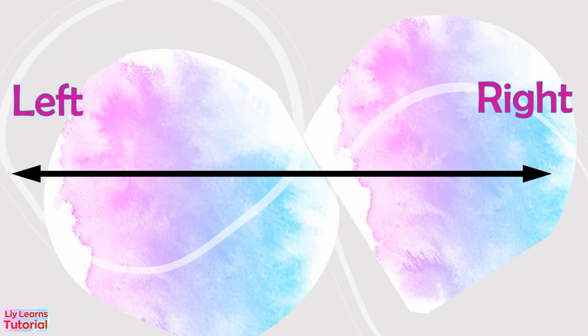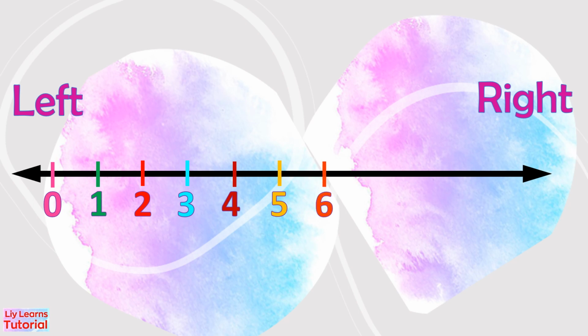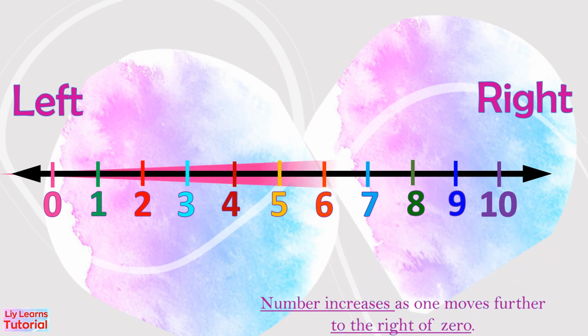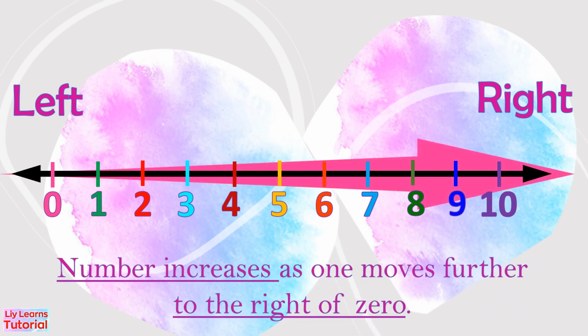Let's try to pin the numbers on the number line. We start from 0, then we count on from 1 to 10. 1, 2, 3, 4, 5, 6, 7, 8, 9, 10. So you see, number increases as one moves to the right of 0.